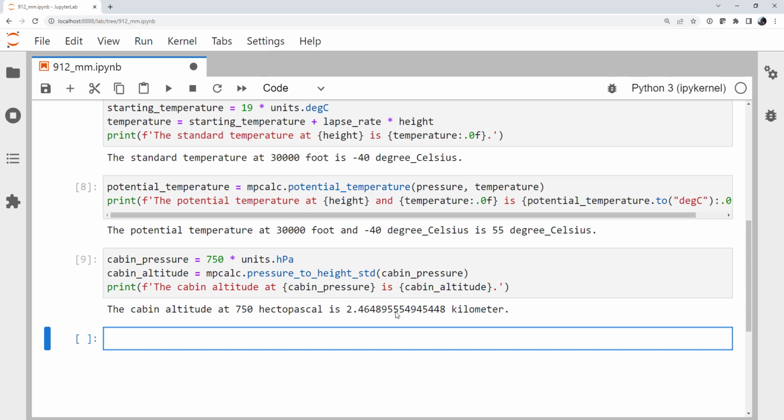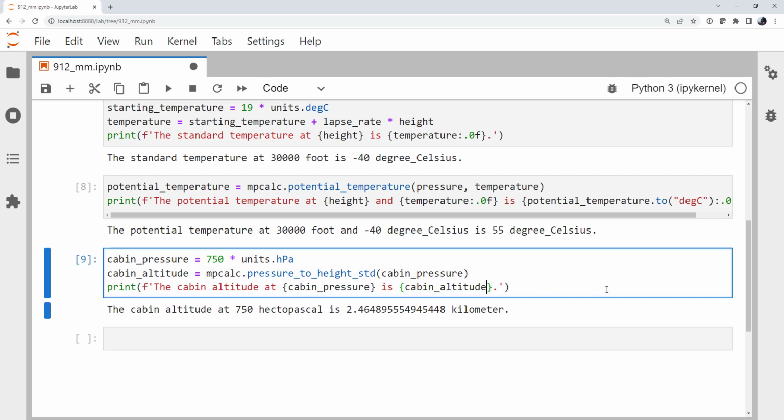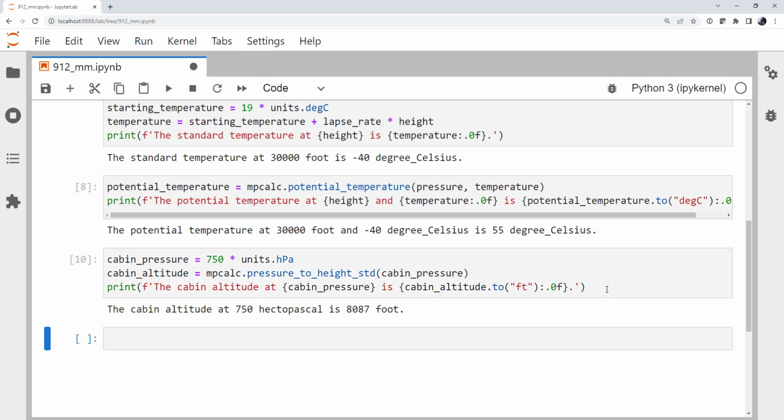And if we print that out, we see we get a lot of decimals that we don't need, and it's in kilometers, but our altitude's in feet. Remember our double quotes here. So I want it in feet. And now we see 8,087 feet. So relatively low cabin altitude, far below where oxygen is required as even a crew member or a passenger on an aircraft. But now comes the most interesting part of the question.